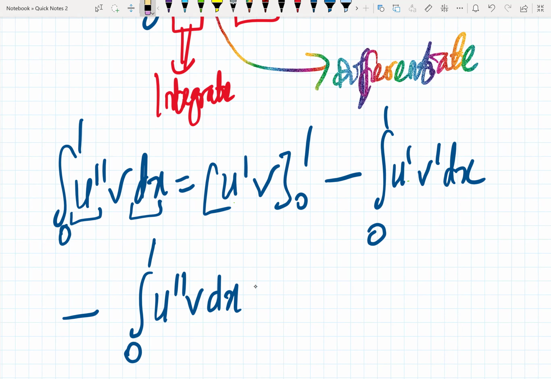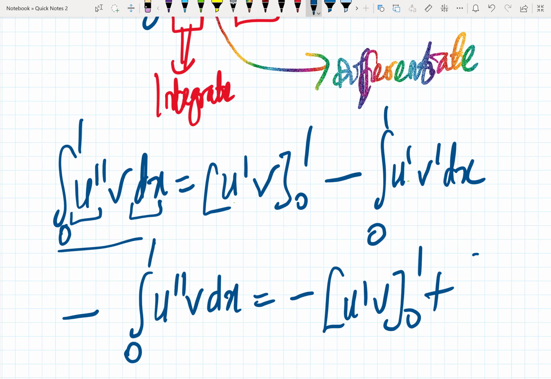Okay, now we're multiplying through by minus, right? So we have minus of this side. Then for this now, and this is also minus u prime v from 0 to 1 plus integral of u prime v prime dx from 0 to 1 also. So that's what we have on that side. And we can continue on with the notes.